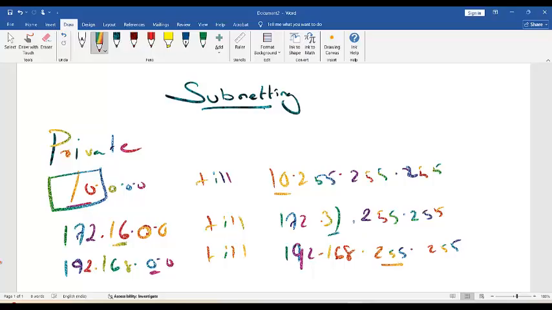But you want many networks. 10 is just one network. Why do I want many networks? As I said earlier, you have more departments. Each department needs a dedicated network. What can we do? Break this network into pieces, multiple small networks, and give each one, we call that a subnet. Take this network 10 and subnet it, break it, and give each subnet to each department.